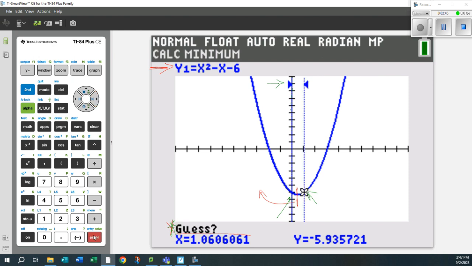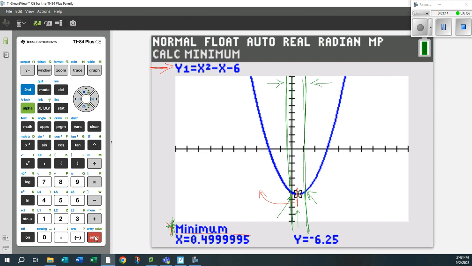Hit enter. Now, here's the weirdest thing. I don't understand why it does this, but notice there's our right bound, there's our right arrow, saying that your vertex is somewhere between this line here and this line here. Well, no kidding. That's where your vertex is. So that's why it's asking you right now, should I guess? Yeah, I think you should. Okay, so all you got to do is hit enter again. And there it is.